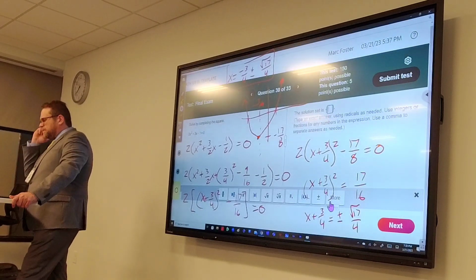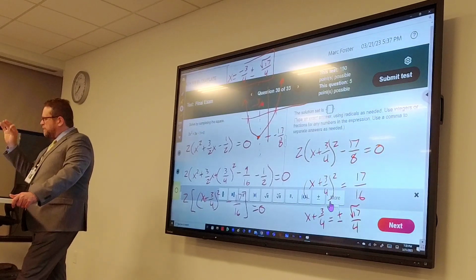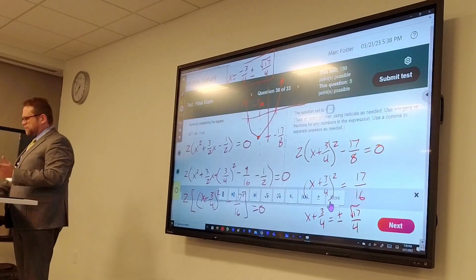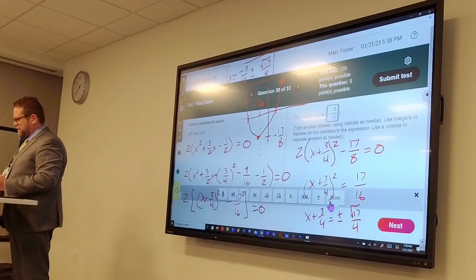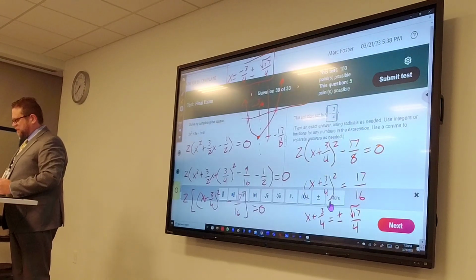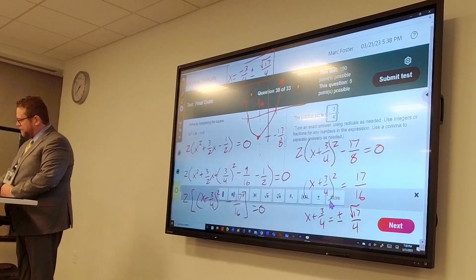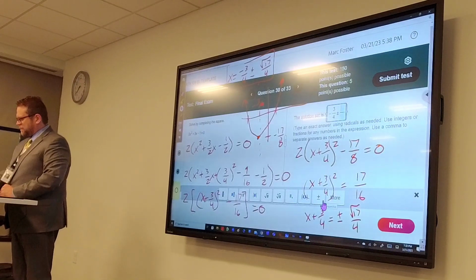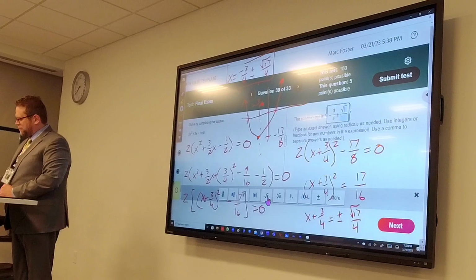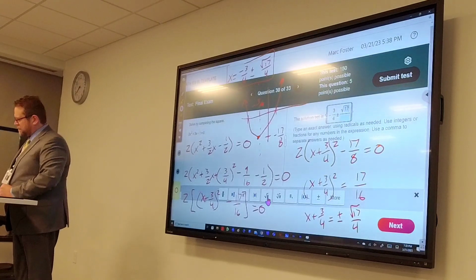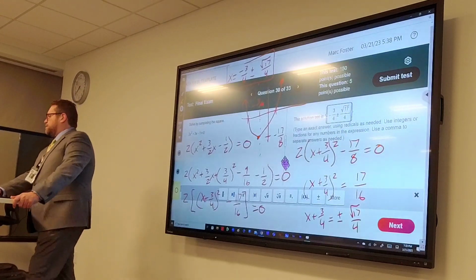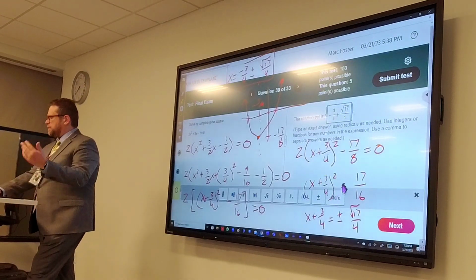We decided before that we could use the plus minus symbol, which is cool. It saves us some typing. So it's minus 3/4 plus or minus the square root of 17 over 4. And there's my numbers. So I completed the square.